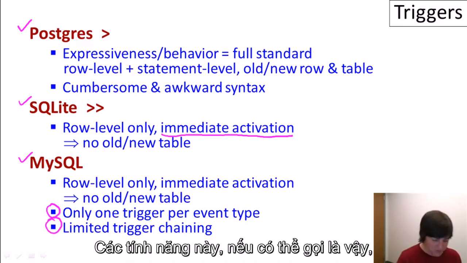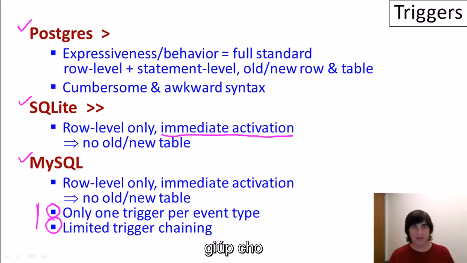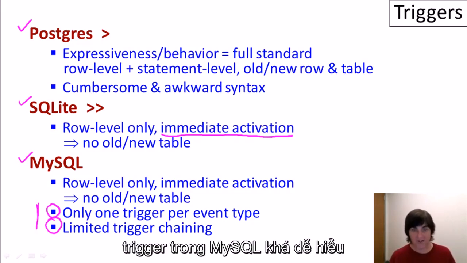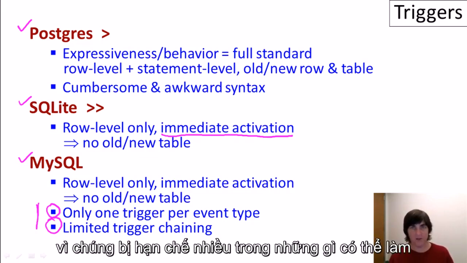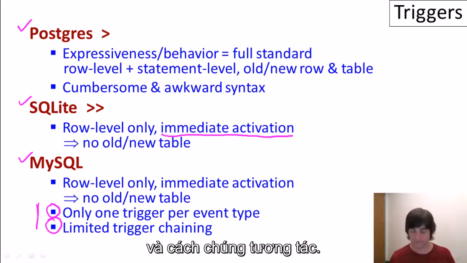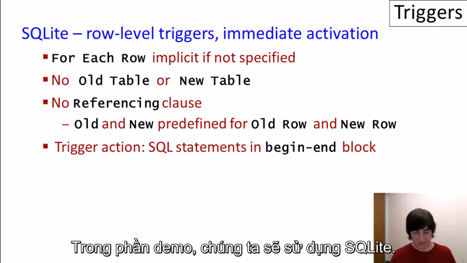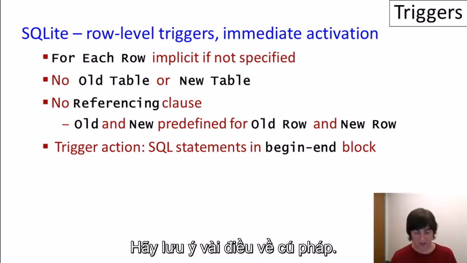Now, these features, if we want to call them that, do mean that the triggers in MySQL are quite understandable in how they behave because they're fairly restricted in what they can do and specifically in how they can interact. For our demo, we'll be using SQLite. Let me mention a few things about the syntax.